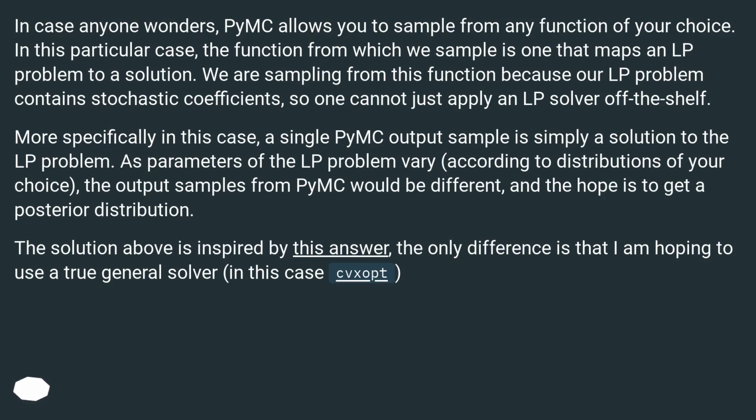We are sampling from this function because our LP problem contains stochastic coefficients, so one cannot just apply an LP solver off the shelf. More specifically in this case, a single pymc output sample is simply a solution to the LP problem. As parameters of the LP problem vary, according to distributions of your choice, the output samples from pymc would be different, and the hope is to get a posterior distribution.